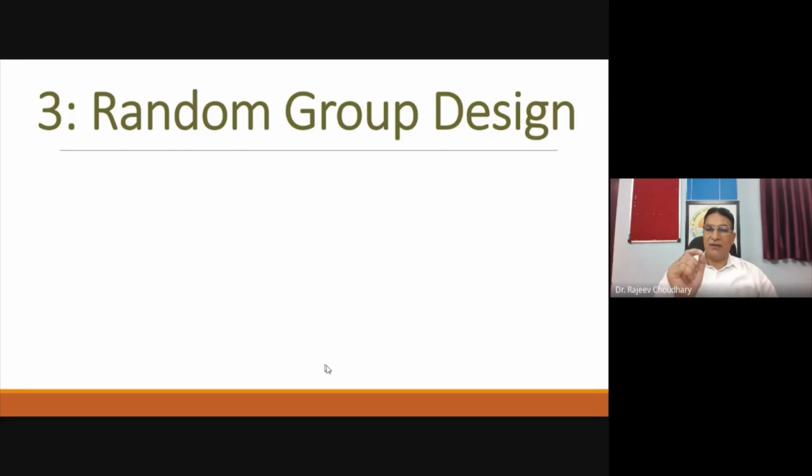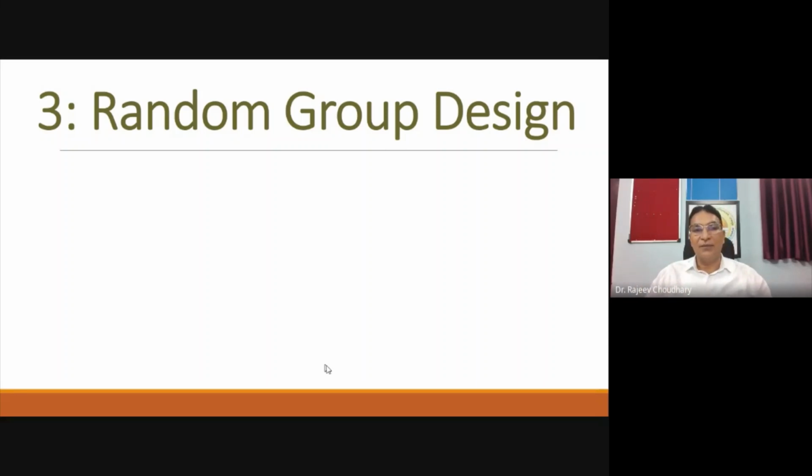Next one is the random group design. Ladies and gentlemen, this design is the most suitable design to conduct any experiment. If you want to publish your articles in the reputed and refereed journals of the world, we should conduct our studies by this design, random group design. I will discuss the structure of the design later, but this design is also known by the name of pre-test, post-test control group design.